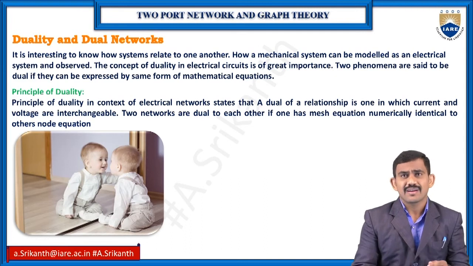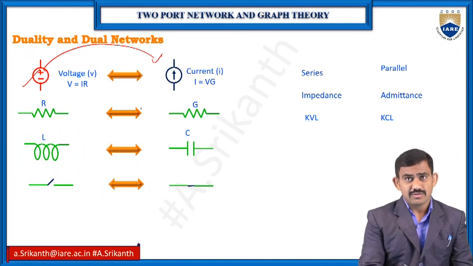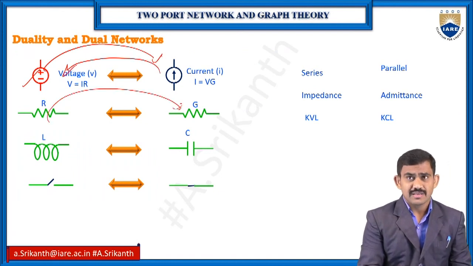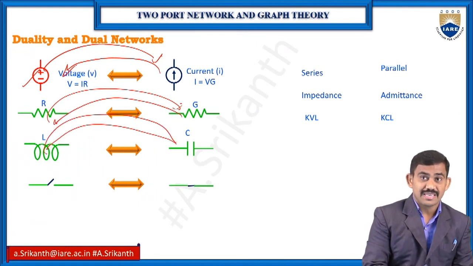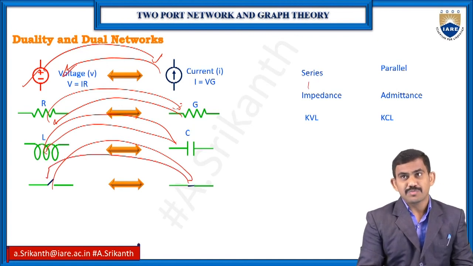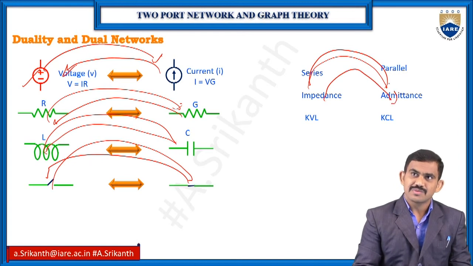If I have a voltage source, you can write a current source. If you have a current source, you can write a voltage source. If you have a resistor, you can go for conductance, and if conductance, you can go for resistor. Inductor becomes capacitor, capacitor becomes inductor, open circuit becomes short circuit and short circuit becomes open circuit. Series becomes parallel, parallel becomes series. Impedance becomes admittance and admittance becomes impedance.